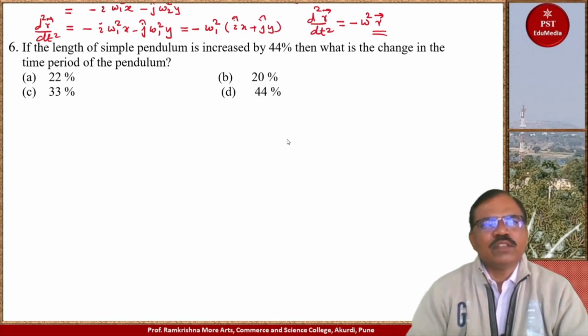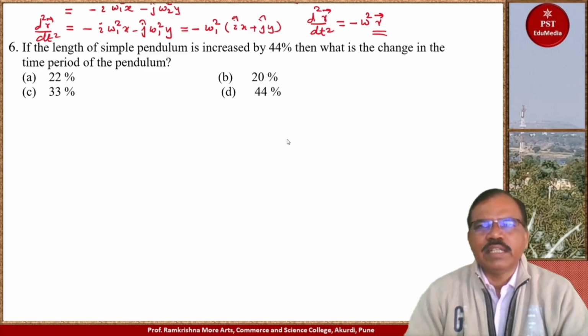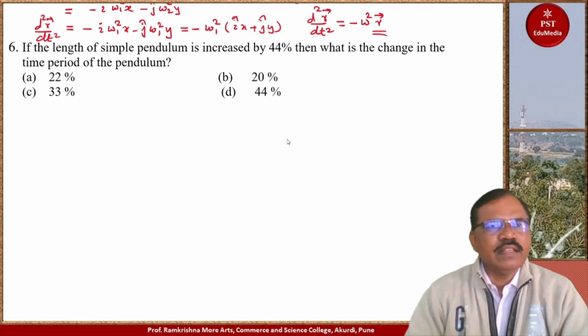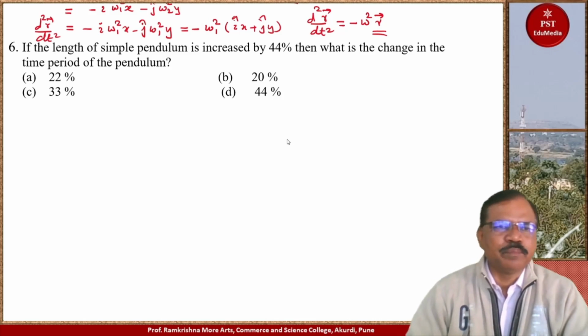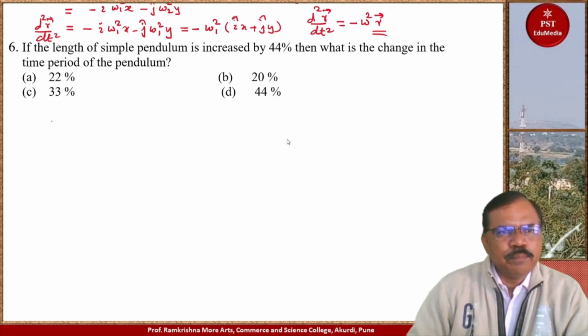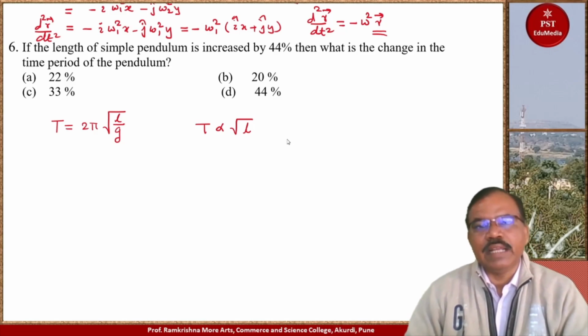Now see here, if the length of a simple pendulum is increased by 44%, then what is the change in the time period of the pendulum? We have already seen the period of a simple pendulum T is equal to 2 pi root of L by g. We know T is proportional to root of L. So when L is increased, period is increased.